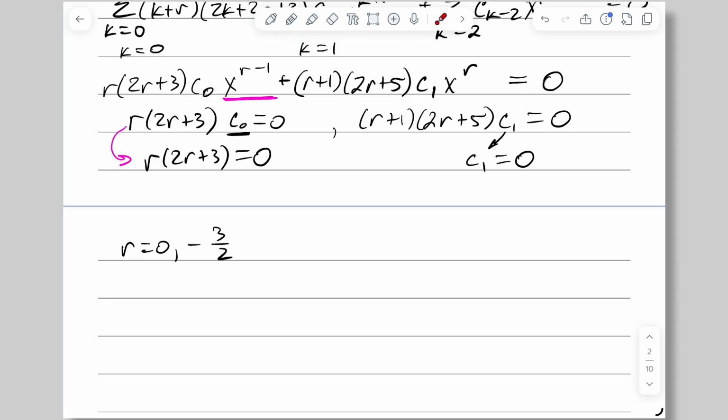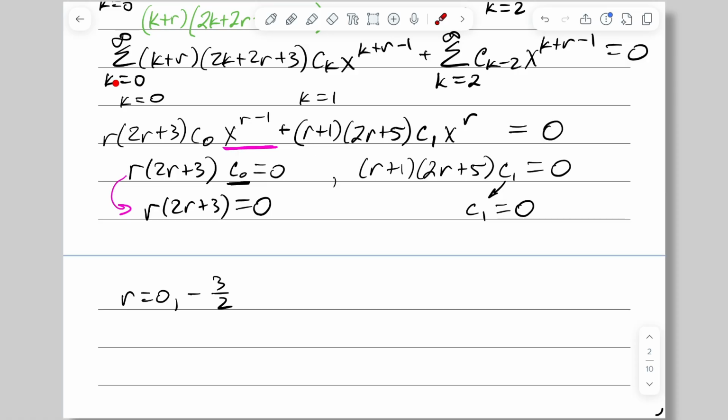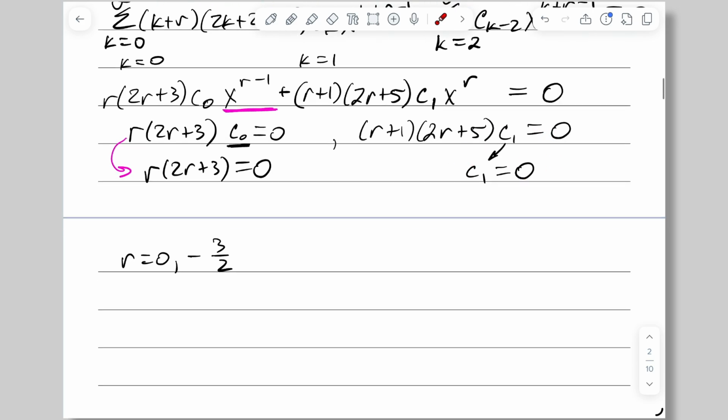A short version of why the first one gives us r values and not the second one is that if the indices that we had, k equals 0 and k equals 2, only differed by 1, we would never have that second equation involving c1. We will always have one involving c sub 0. For further motivation, I'll just say this is what Frobenius told us, and I trust him, so we're rolling with it.